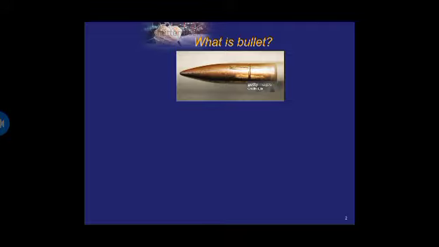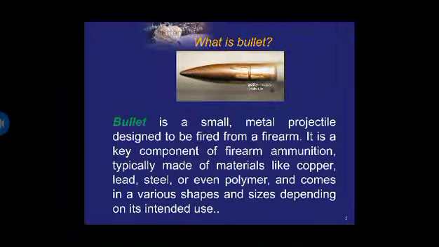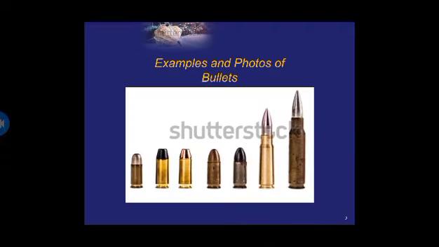First, we will define what is a bullet. A bullet is a small metal projectile designed to be fired from a firearm. It is a key component of firearm ammunition, typically made of materials like copper, lead, steel, or even polymer, and comes in various shapes and sizes depending on its intended use. On screen are examples and photos of bullets, as you can see on the screen.